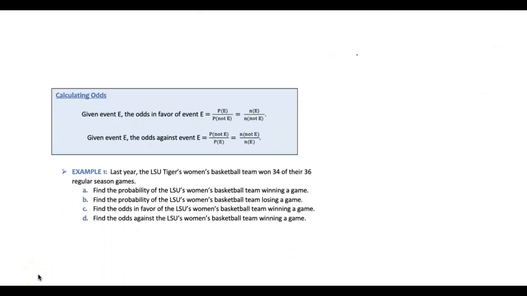In the blue box, you're going to notice the same ratio we just discussed for odds in favor of event E and odds against event E, using both probability and also number of times an event occurred.